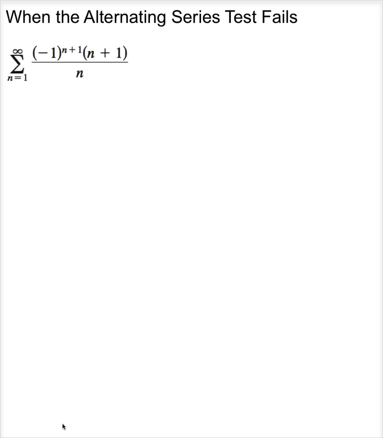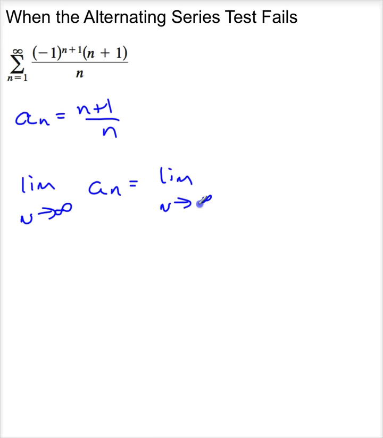Now the alternating series test doesn't always work. Suppose I look at this series right here, and a_n is (n+1) over n. The limit as n goes to infinity of a_n is the limit as n approaches infinity of (n+1) over n, which is 1. And therefore, because the nth term doesn't go to 0, the alternating series test fails. And as a matter of fact, it turns out this entire series diverges.